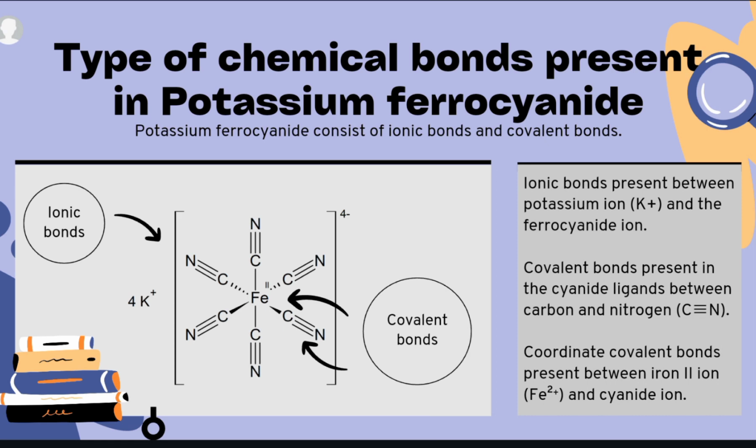Now, I'd like to discuss the types of chemical bonds present in potassium ferrocyanide. Potassium ferrocyanide consists of ionic bonds and covalent bonds. First, ionic bonds are present between the potassium ion and the ferrocyanide ion. Second, covalent bonds are present in the cyanide ligands between carbon and nitrogen. Lastly, coordinate covalent bonds are present between the iron(II) ion and the cyanide ion.